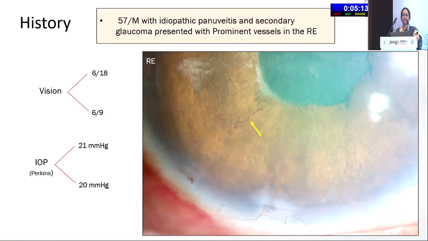The next case is a 57-year-old male, a diagnosed case of idiopathic panuveitis with secondary glaucoma, presented with prominent vessels in the right eye, where we could see the inflamed iris vessels in the anterior segment of the eye.